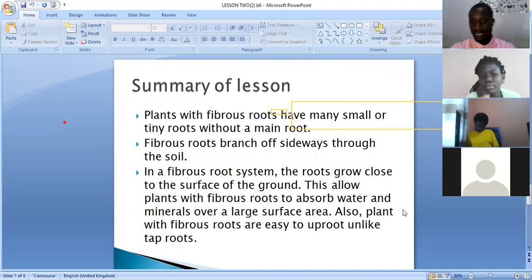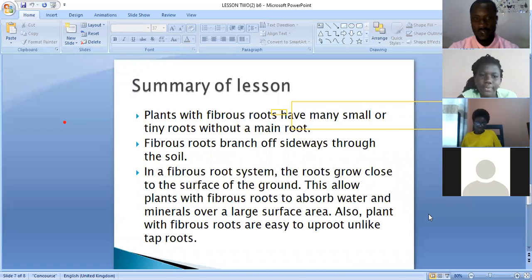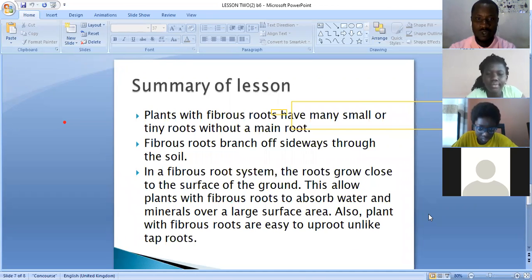So let's move on. Kathy, please read the summary of this lesson for me. Summary of lesson. Plants with fibrous roots have many small or tiny roots without a main root. Good. Please hold on. So let me ask the whole house. We are saying that at the end of this lesson, what we are taking home is that plants with fibrous roots have many smaller and tiny roots without a main root. True or false? It is true.